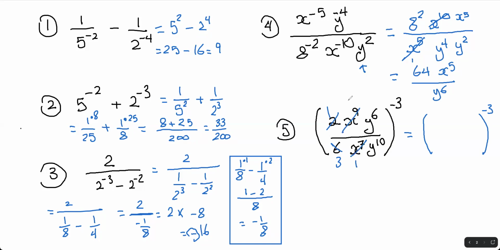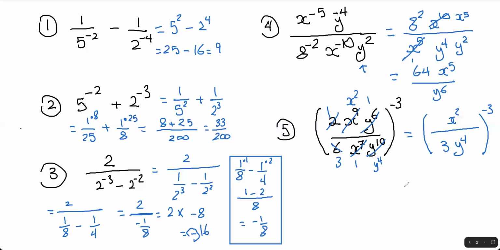X to the 9, when you divide by x to the 7, gives me x squared. Y to the 6 divided by itself gives me 1. Y to the 10 divided by y to the 6 gives me y to the 4. So therefore now I have x squared left on top. I have 3 left on the bottom, and I have y to the 4 left on the bottom.